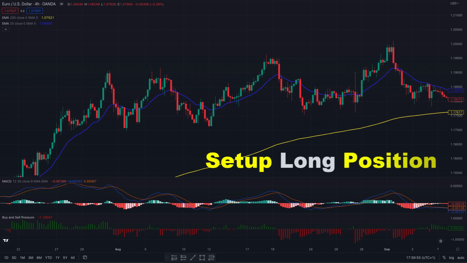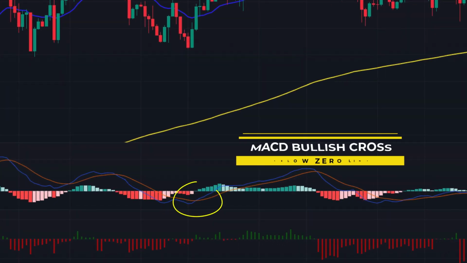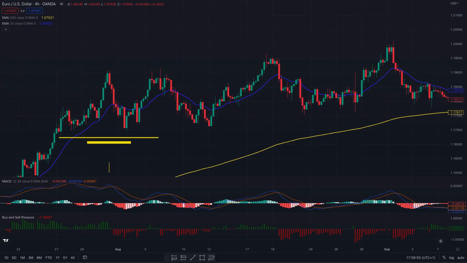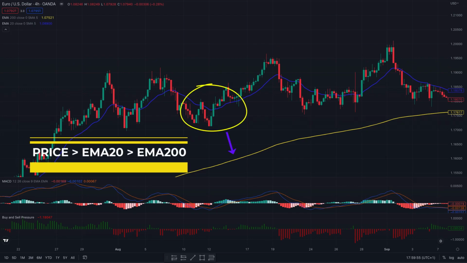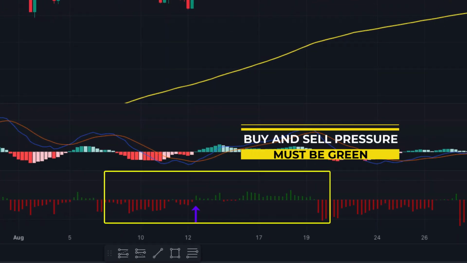These are the rules for a long position. First, MACD line cross above signal line. It's important that the crossing occurs below the 0 line of the MACD. Second, price must close above the 200 period EMA and 20 period EMA. Third, to confirm the trade we need a green bar in the histogram of the buy and sell pressure indicator.